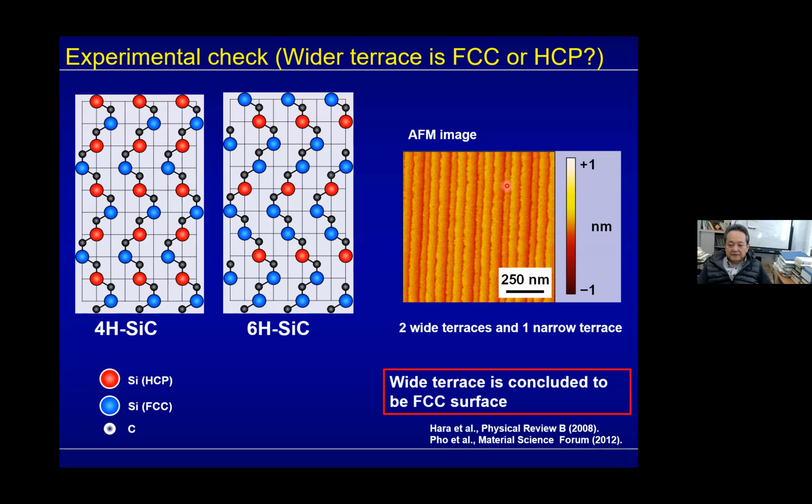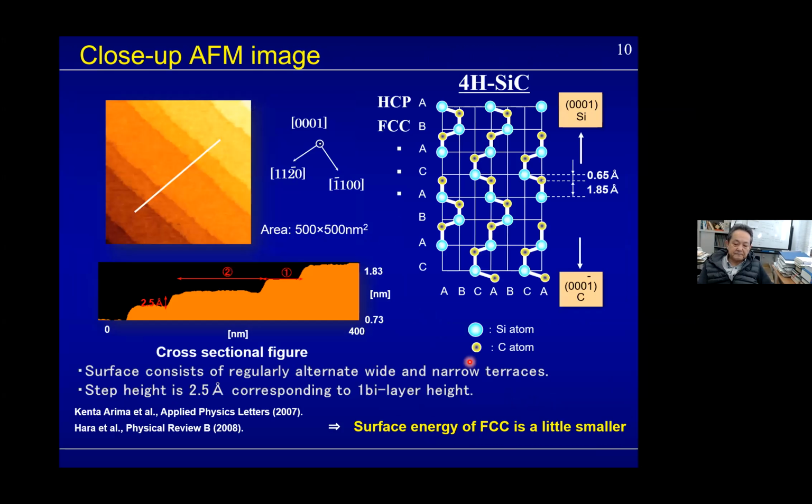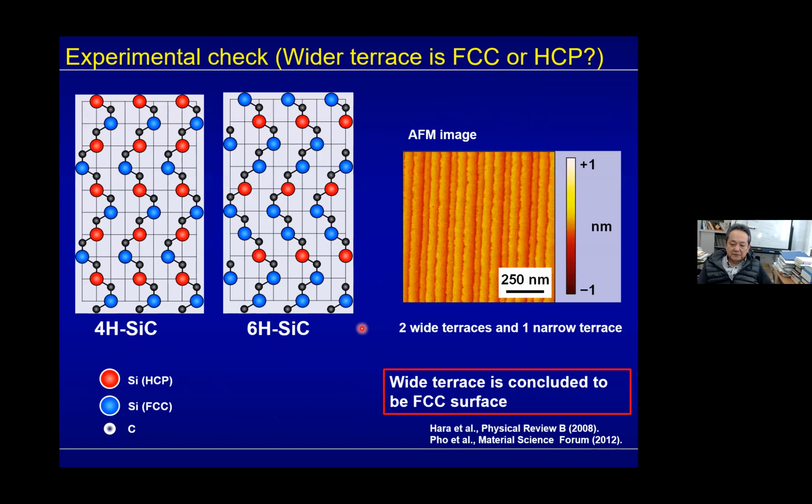So from this result, we can conclude wider terrace is these two FCC layers. So by using this experimental method, we can conclude that wider terrace is FCC, and this is good consistency to this kind of surface energy analysis. This kind of analysis is not so important for the industrial application of the CARE process, but it was very interesting for me from the viewpoint of surface science.